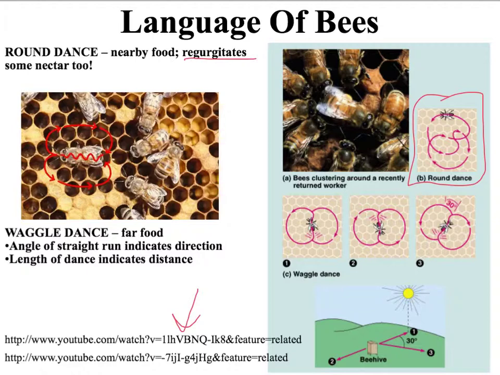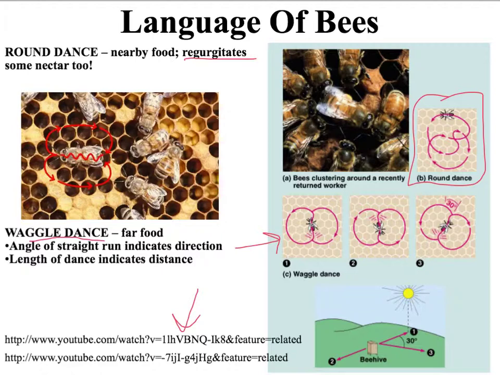And then they'll do a dance called the waggle dance. Now, with the waggle dance, the distance of the food source is communicated by the duration of the dance that they do. So this complete figure 8 over here would indicate the distance, how long the dance is.